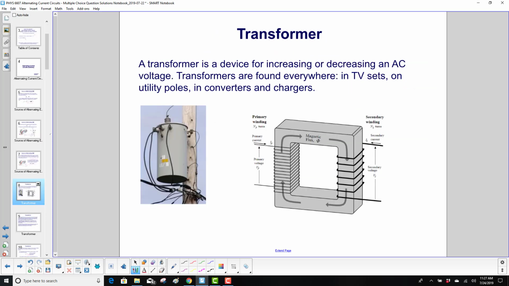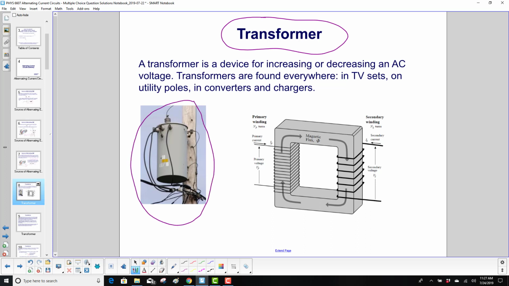One of the key advantages of AC current is you can change the voltage fairly simply, and that's done in a transformer. You may have seen these on telephone poles in your neighborhood. They take the very high voltage supplied by the electric company and step it down to a voltage you can use in your house, typically 110 volts. You can also find them in television sets, utility poles, converters, and chargers for your phone.